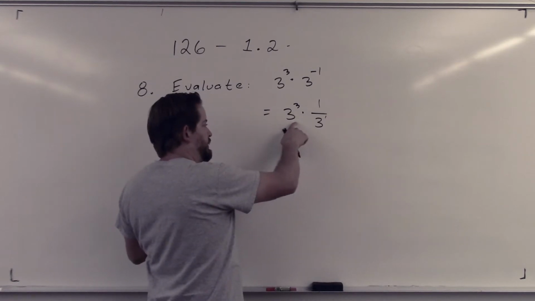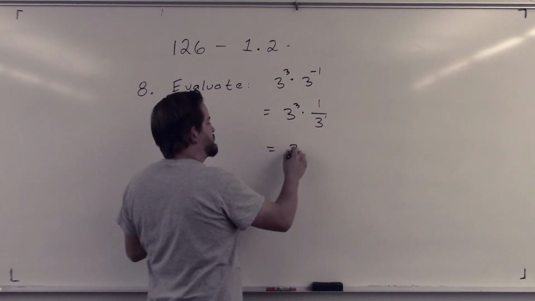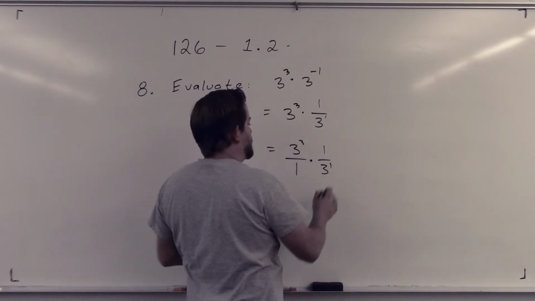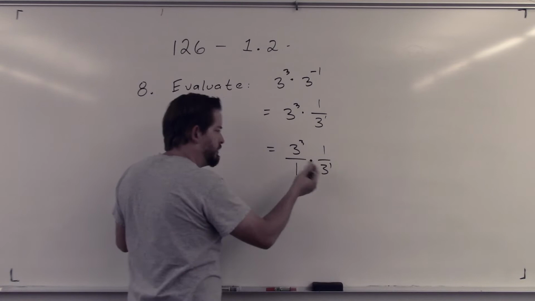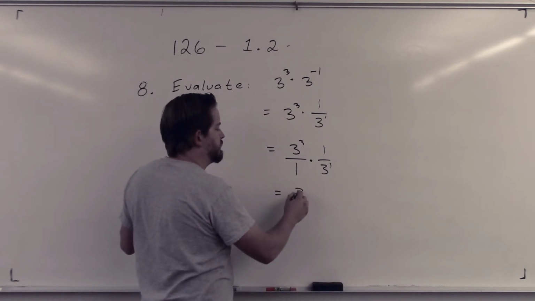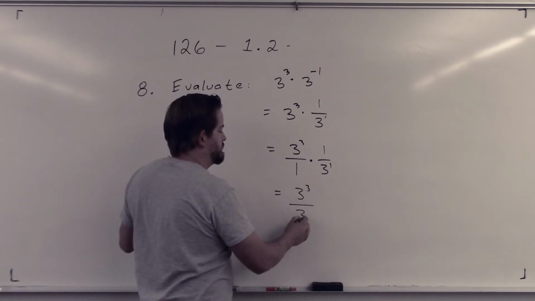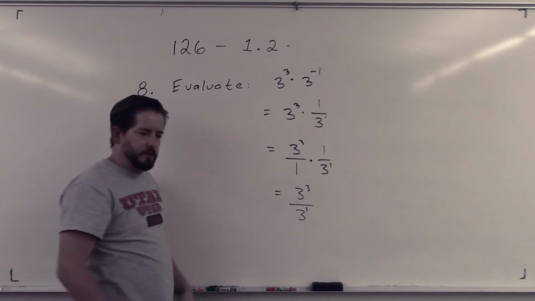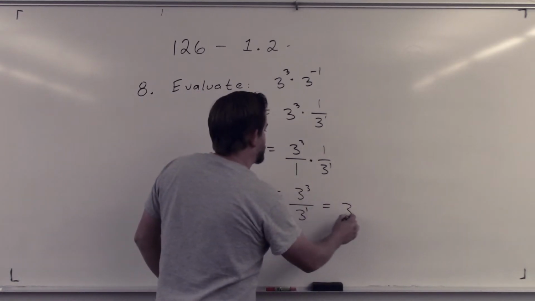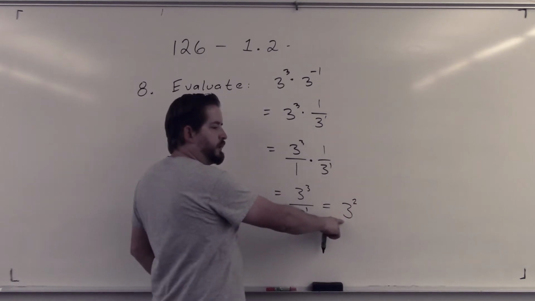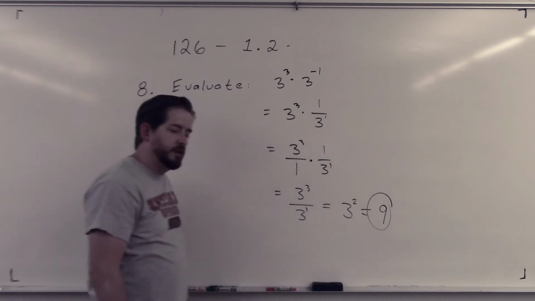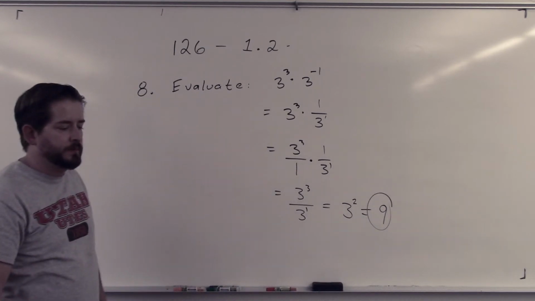And in order to multiply these two things, I can think of it as 3 to the third over 1 multiplied by 1 over 3 to the 1. I can multiply these here, or I can simplify. It doesn't really matter how you look at this. I'm going to get 3 to the third over 3 to the 1. One of the exponents will cancel, so this leaves me with 3 squared. And 3 squared is, of course, 9. So your answer should be 9 for the first part.